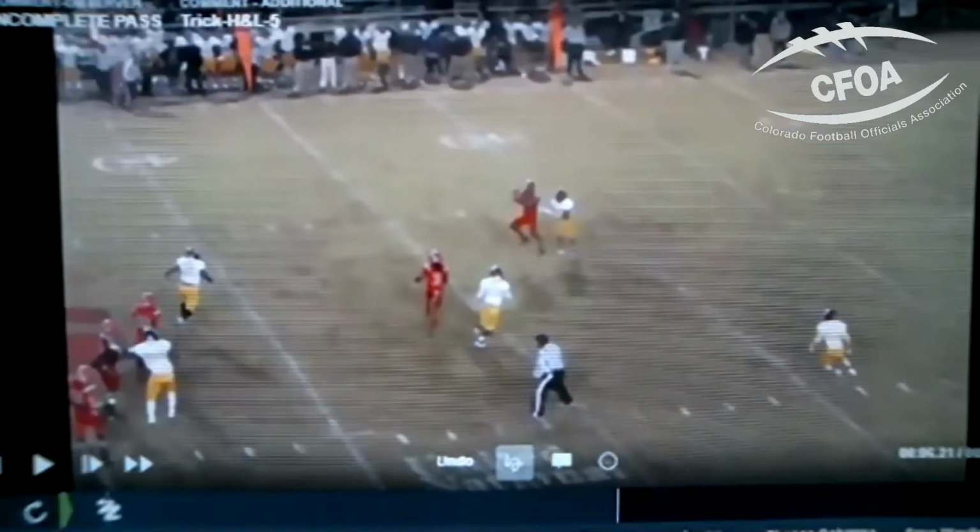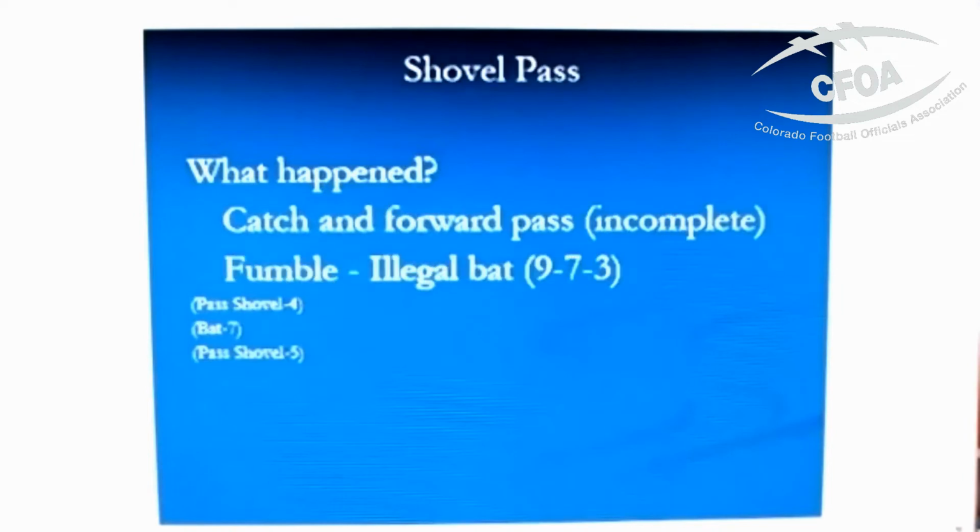So now we can move on to our last topic, and it's kind of the same thing, but on the other side of the line of scrimmage, and that's the shovel pass. The issue here is, does the quarterback catch the snap and actually throw a forward pass, or does he bat the ball forward? If he does, that is an illegal bat, because the rule says that a backward pass can be batted by any player in any direction, except it cannot be batted forward by the team in possession. So if the quarterback batted the snap forward, it would be an illegal bat.